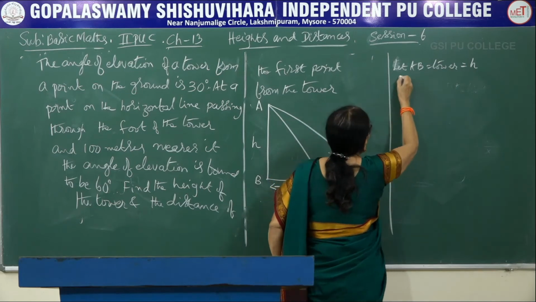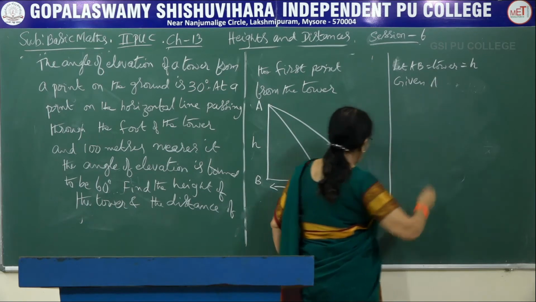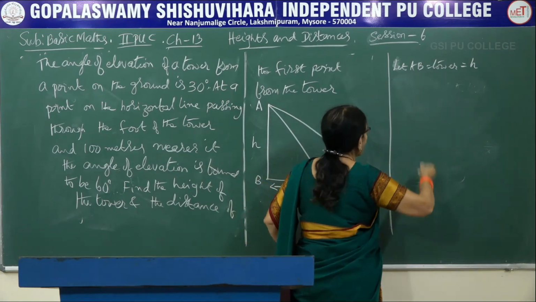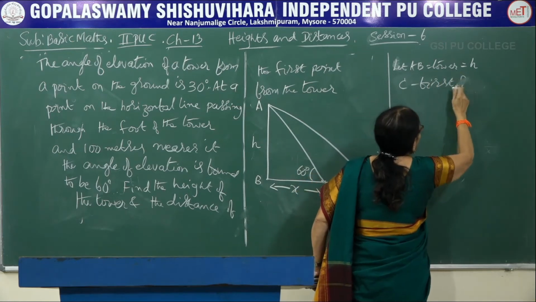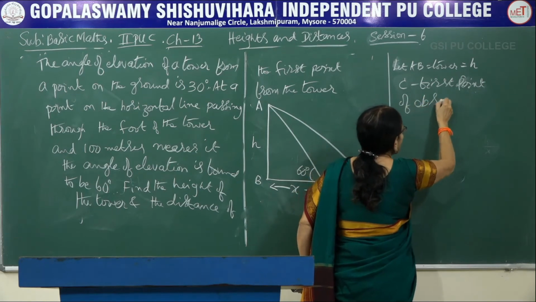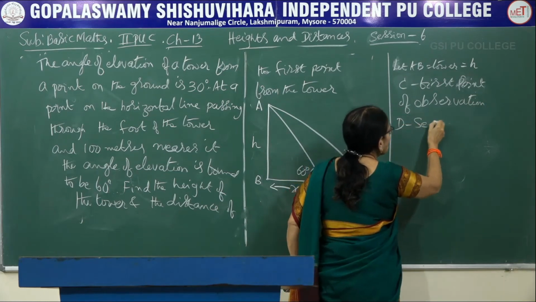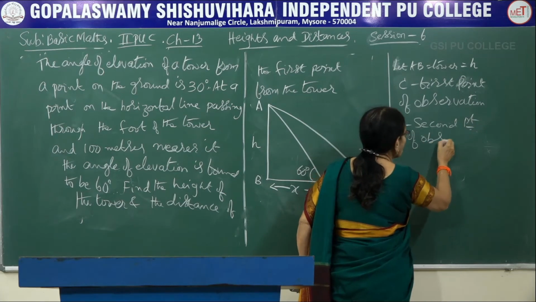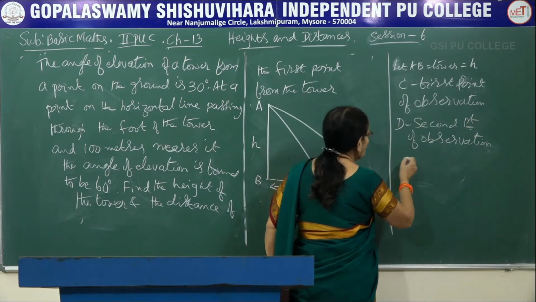Next, what is given? And what are C and D? First let me write C and D, then I will write the data. C, the first point of observation. D, the second point of observation.